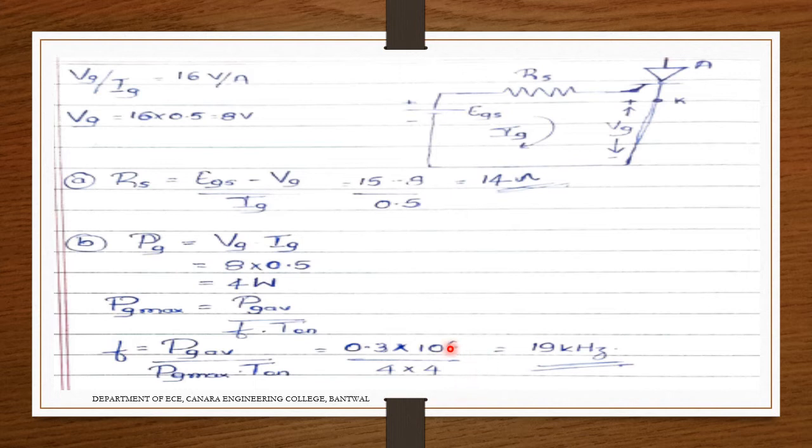4 microsecond is 4 into 10 to the power of minus 6, so when moved up it becomes 10 to the power of 6. PG max we know is 4 watts. So when I calculate this, I will get 19 kilohertz. This question looks bigger, but the content is a little smaller.